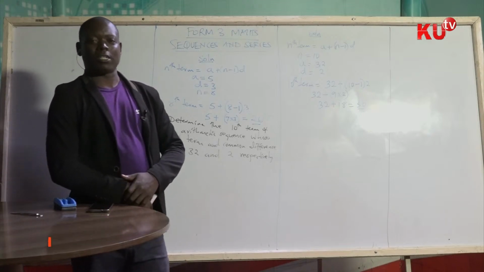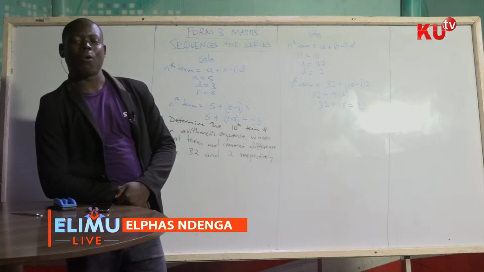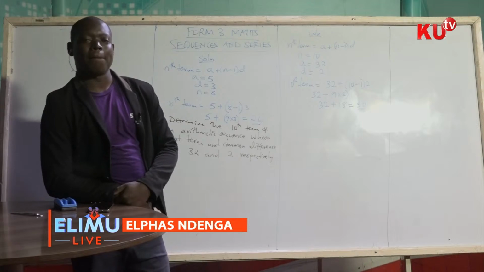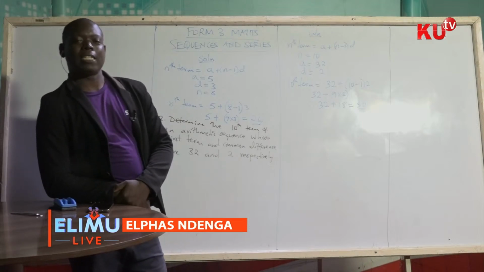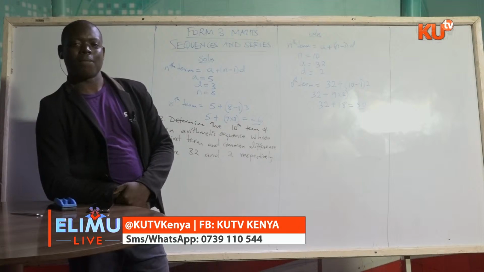Up to that point, who has a question, students? Right. So my question will be, what is a sequence, students? What is a sequence? Yes, a sequence simply refers to a number pattern. Good. What are the types of sequence? There are 2 types of sequences. Which one and which one? Arithmetic sequence and geometric sequence.